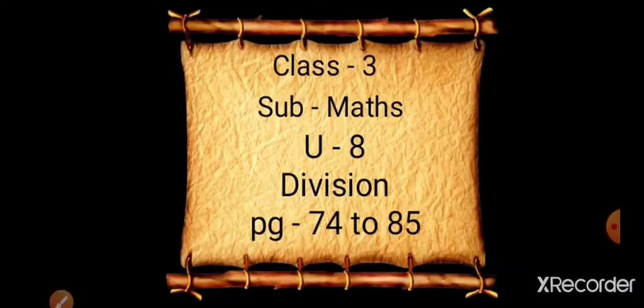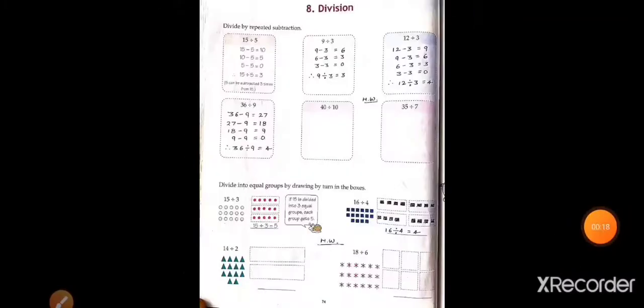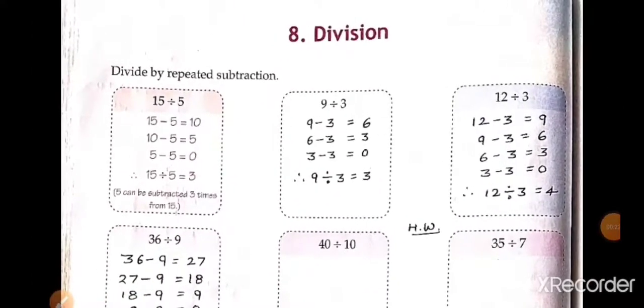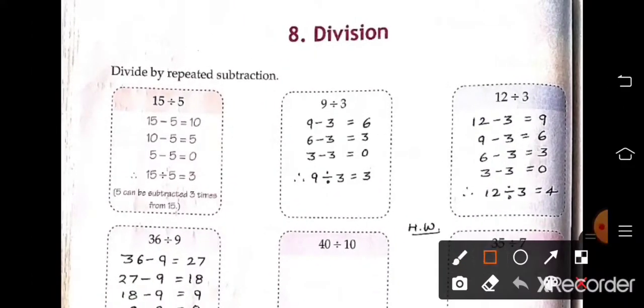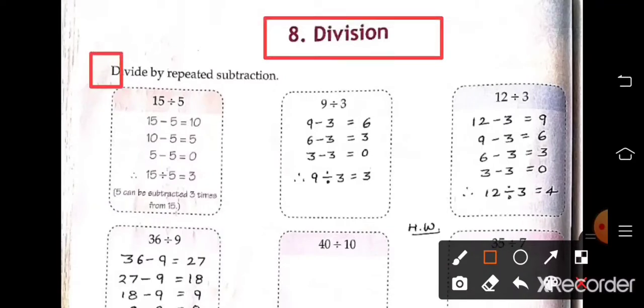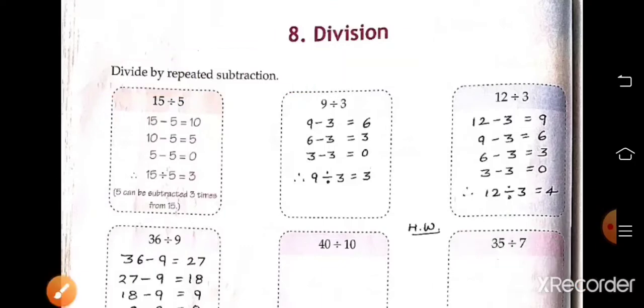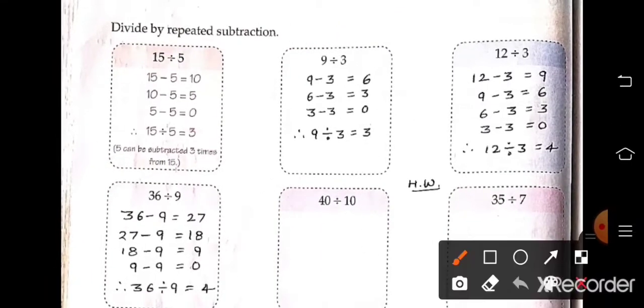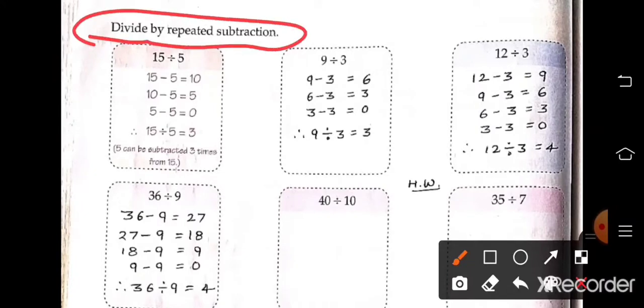This is your maths class and today I am starting Unit 8 Division. So my dear students, all of you open page number 74. This is page number 74 and here Unit 8 Division. Okay. Divide by repeated subtraction. Okay, so now we will learn how to divide by repeated subtraction.